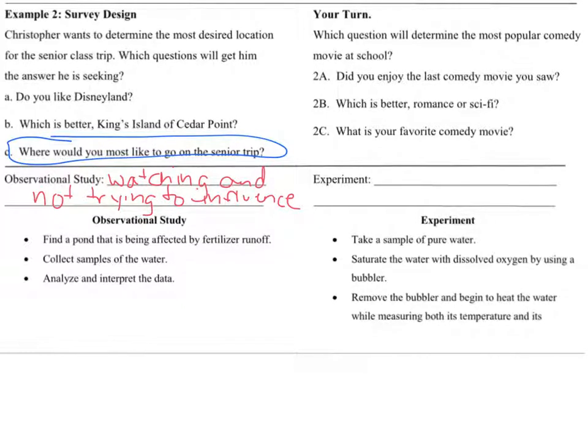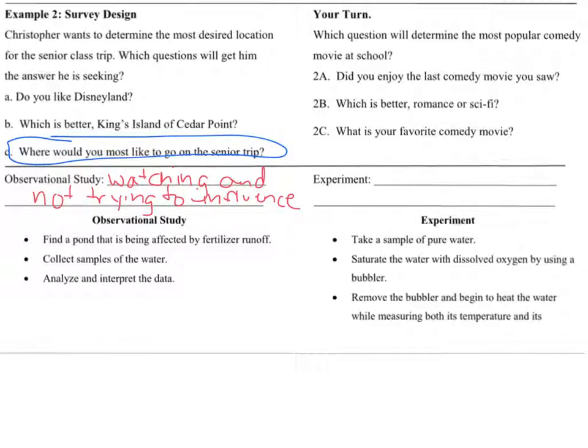An experiment is where something is actually done. You're actually affecting either people or animals or objects, and then you're seeing how they react. So an experiment would be like taking a sample of pure water, saturating the water with dissolved oxygen by using a bubbler, and then removing the bubbler and beginning to heat the water while measuring both its temperature and its dissolved oxygen. So in that case, you're actually doing something to the water. You're heating it up. So you're trying to actually change it and see what effect is happening.